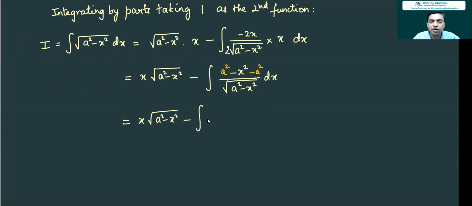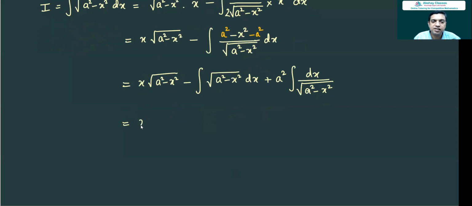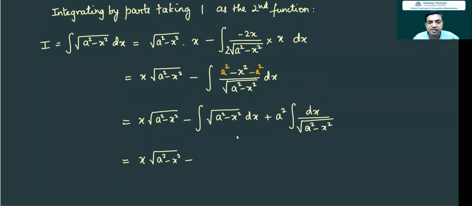We get integral of under root of a square minus x square dx plus a square times dx upon under root of a square minus x square. So this is x root of a square minus x square minus I. This is an integral which got repeated itself while in the process of integrating. This got repeated within the integral itself.